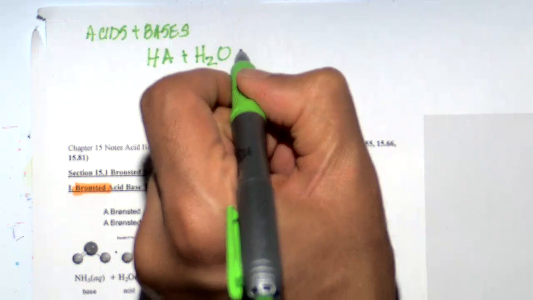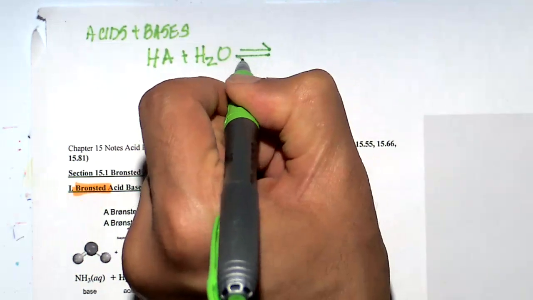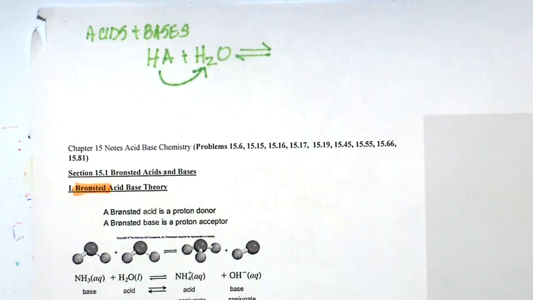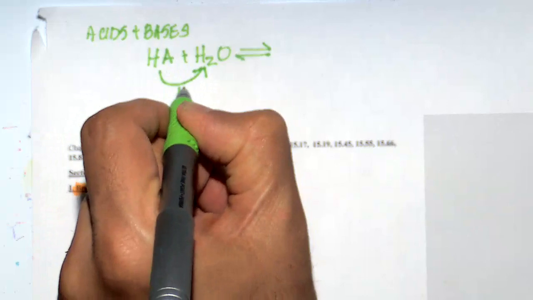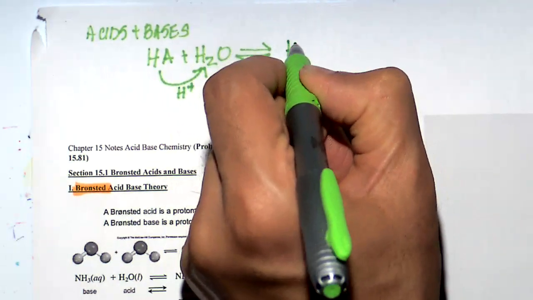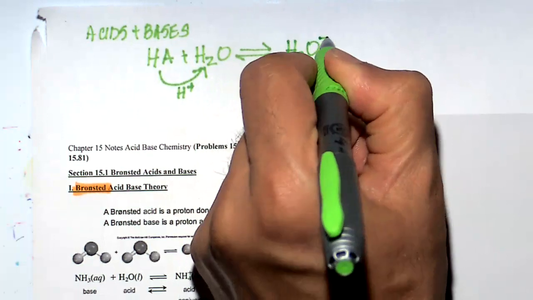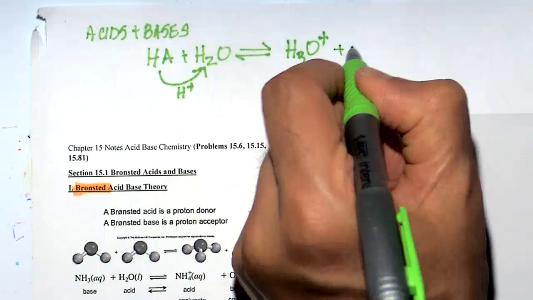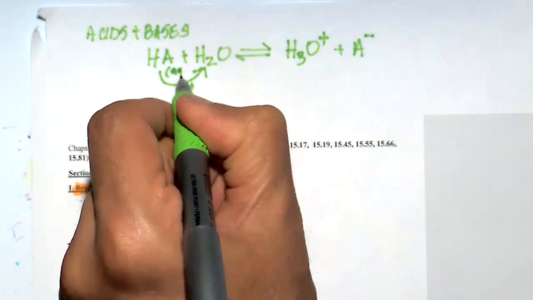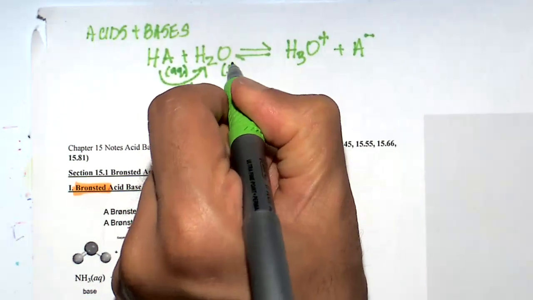Here's that equilibrium again. Acids are going to do this. They give a proton, and they're going to give you a substance known as H3O+, and this HA becomes A-. All of this is happening in the solvent of water.